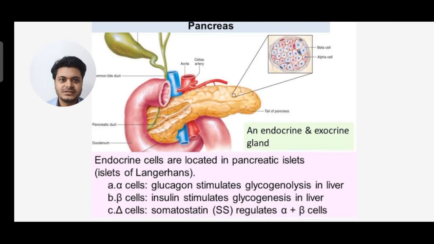Glucagon from the alpha cells stimulates glycogenolysis in the liver, and insulin from the beta cells stimulates glycogenesis in the liver. Somatostatin, that is SS, from the delta cells regulates the alpha and beta cells. Glucagon increases the blood sugar level, and insulin reduces the blood sugar level. You can see the magnified view of alpha and beta cells. The pancreas is located in the C-shaped curve of the duodenum, and it fits nicely.